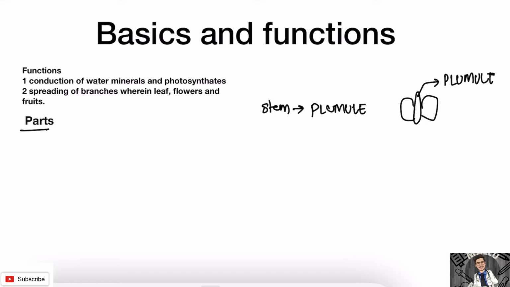Now let us look at its parts. So here we draw a conventional stem. We have some roots over here. The point of the stem from where the leaves arise is known as the node. Node. All right. And let me also draw another leaf over here arising from a different node. The part of the stem in between two adjacent or successive nodes is known as the internode. So this part is known as the internode.